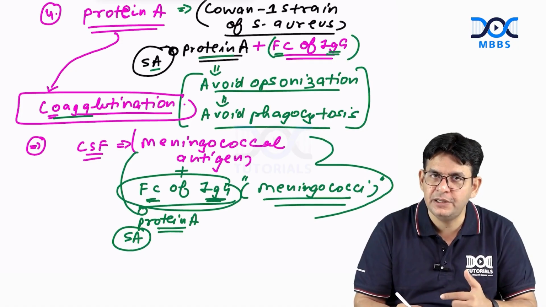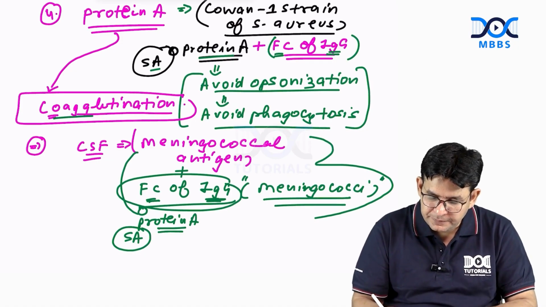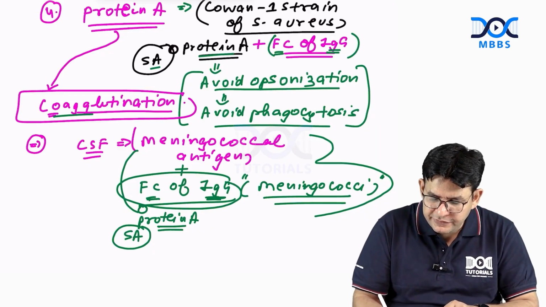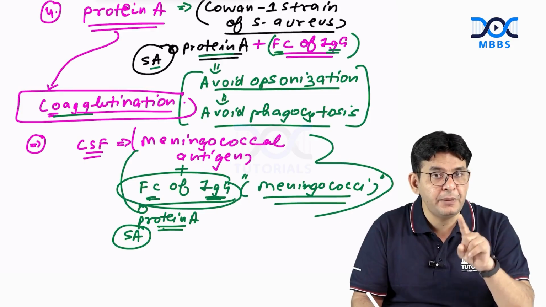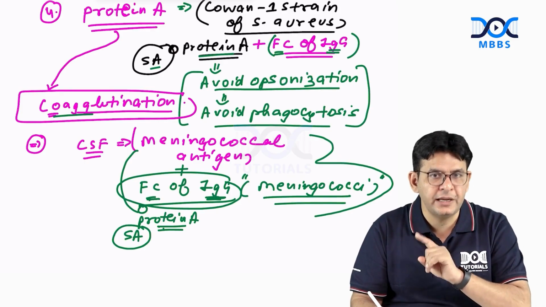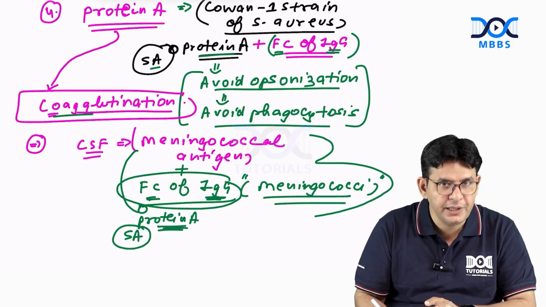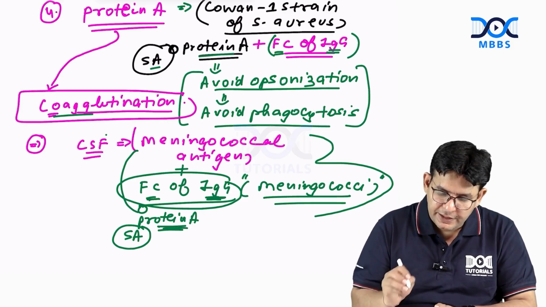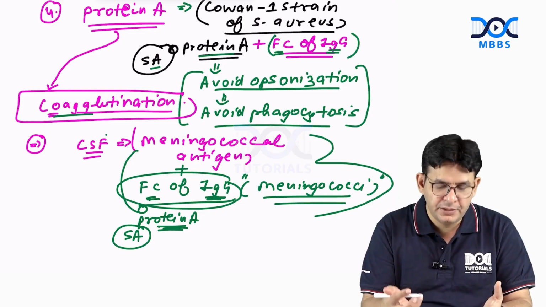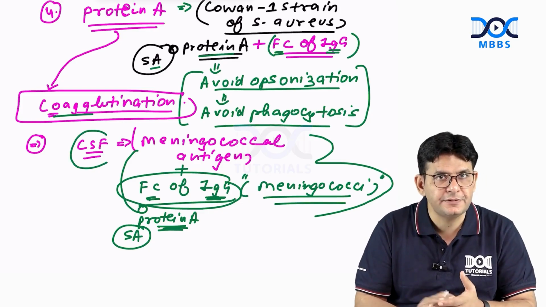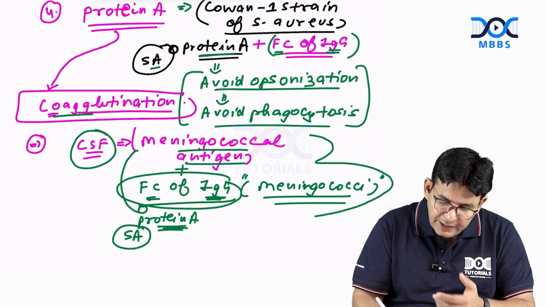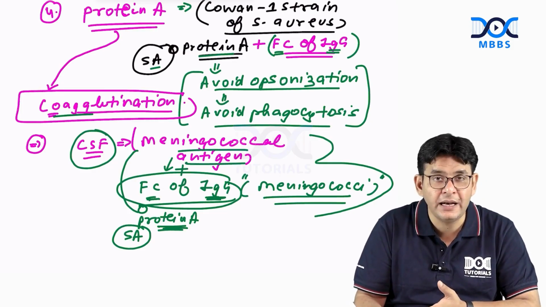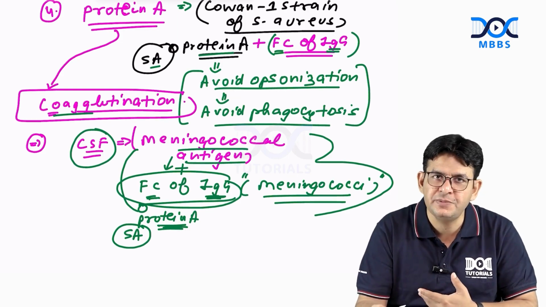Co-agglutination. And what is that particular one? In that, the Fc fragment of IgG, the meningococci ones, we have prepared in the lab, and they are bonded to what? Protein A of the Staph aureus. And you have taken the patient sample. The patient sample is what? CSF. In that, what do you want to find out? Antigen. This antigen will bind to this antibody because this is a meningococcal antibody, only when the antigen is present.